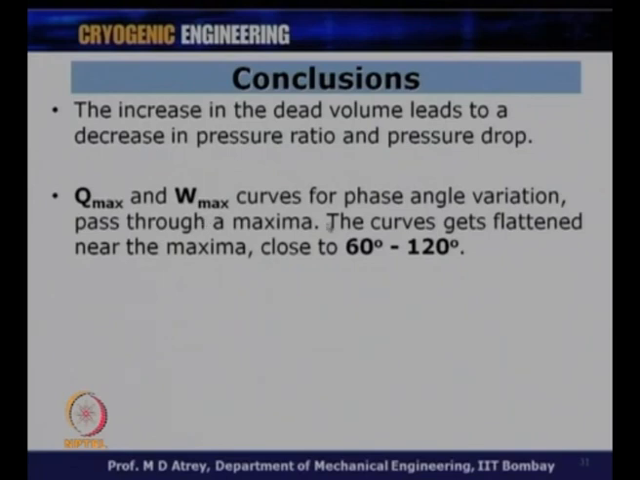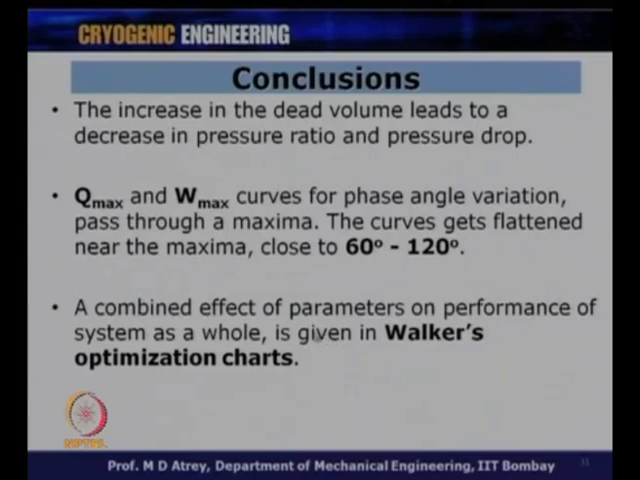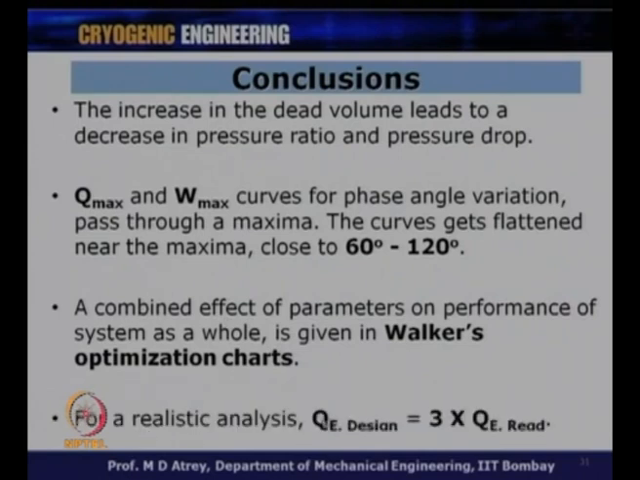Q max and W max curves for phase angle variation pass through a maxima. The curve gets flattened near the maxima close to 60 to 120 degrees. So, as far as possible, you would like to have a value of alpha between 60 to 120 degrees if allowed. A combined effect of parameters on the performance of the system as a whole is given by Walker's design chart. So, this is the first level optimization chart which combines various operating and design parameters and therefore can be used for first guess dimensions.